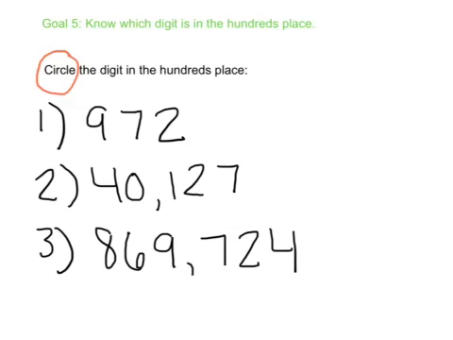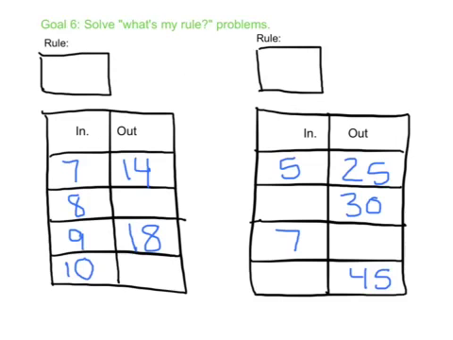Goal number 6, solve what's my rule problems. There are 2 tables here. One here, it's an in and out table, and you'll need to write the rule here and fill in these 2 numbers. And then the next table is here. It's got the in and out again. Put the rule here. Now think, because this unit is about multiplication and division, so that's a little hint about how you'll be able to solve the rule table. Save once you've filled them in. You may choose whether to type or to write. It's up to you.